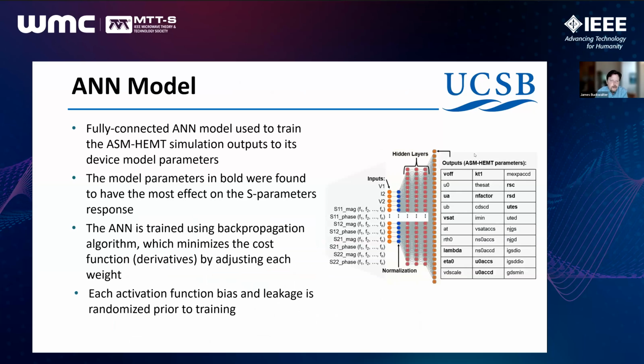This is what our ANN ended up looking like for the ASM HEMT. So our outputs here for the ASM HEMT show several different model parameters. The ones that are highlighted here were most important. We found them most important to improving the S parameter matches. From the measurements that we did, we have the bias conditions and then the different S parameter magnitude and phase. We broke those out in terms of magnitude and phase rather than complex functions because we found that to improve the accuracy in terms of RMS error for the neural network.